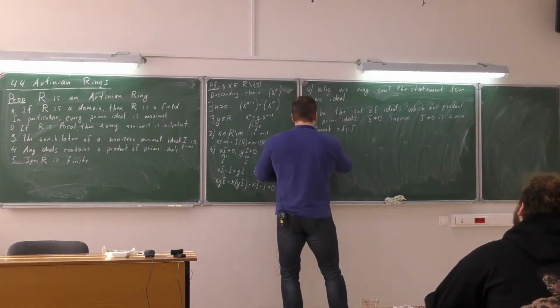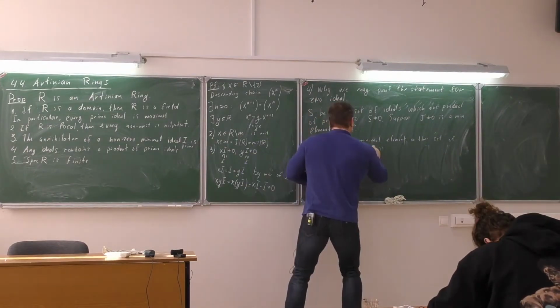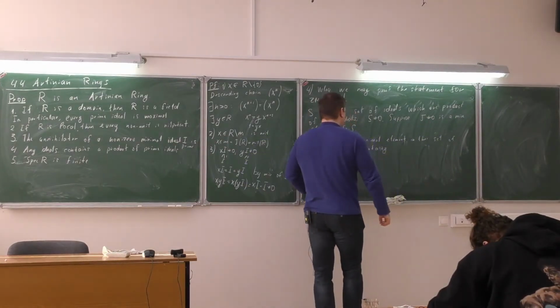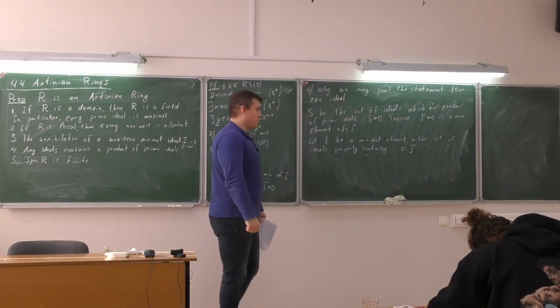Now let I be a minimal element in the set of ideals containing the annihilator of this ideal J. Let me just for short write the annihilator as the colon ideal.